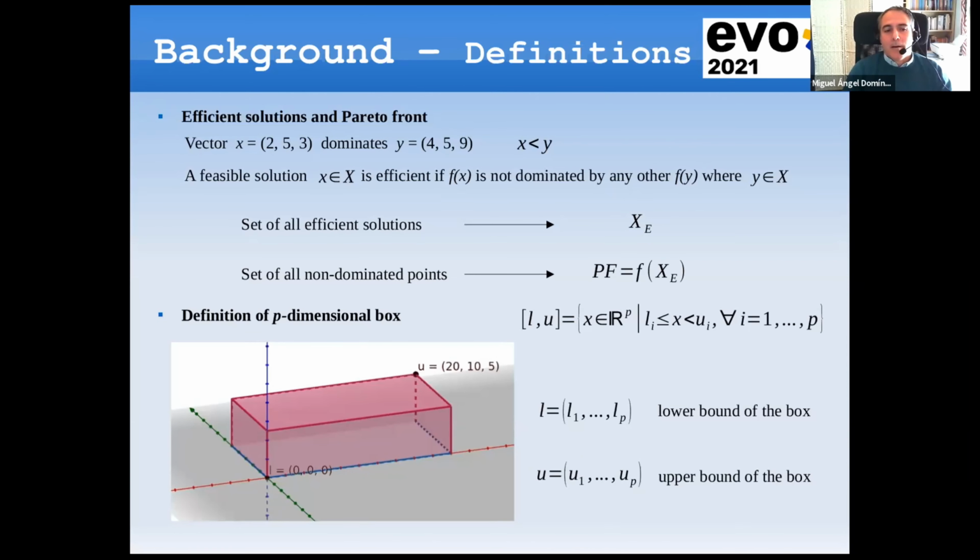We define a p-dimensional box as a generalization of a cuboid or a hyperrectangle. A box can be defined by its lower bound and by its upper bound. In this work, we use only the lower bound to calculate the volume of the box. It will be fixed during the execution, and it will be a lower bound for the ideal point. The upper bound fixes the region to explore in the objective space.